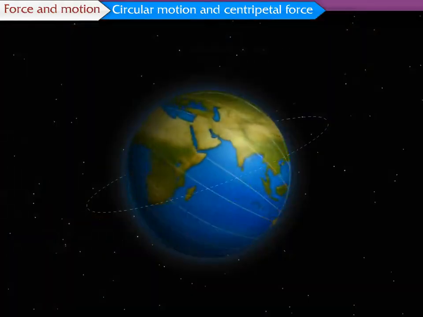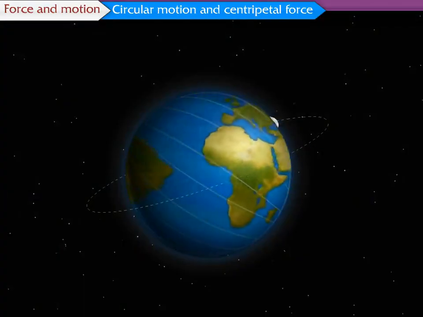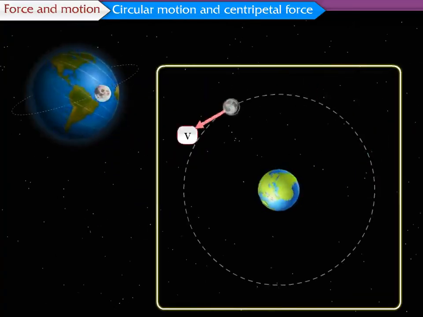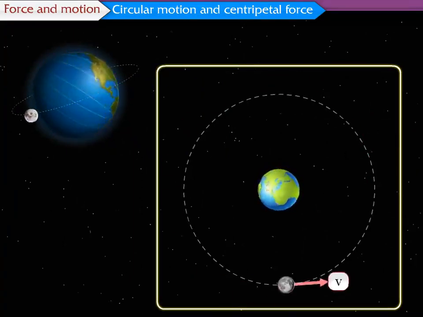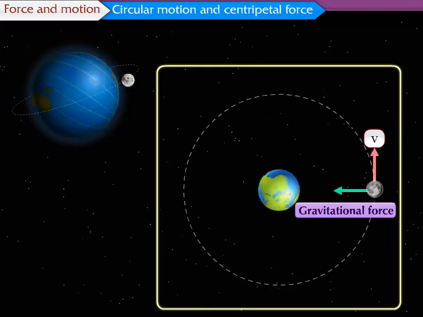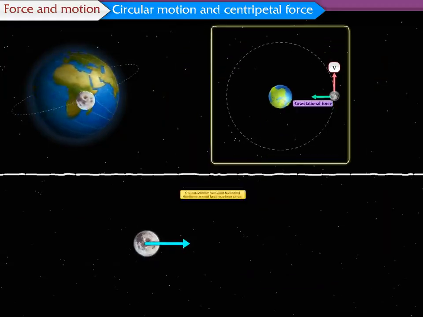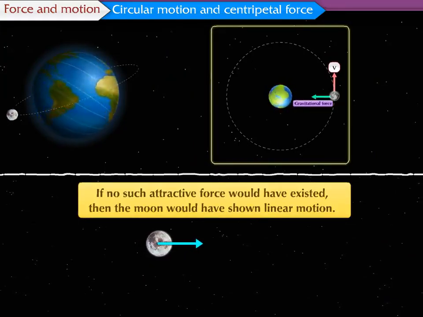We know that the natural satellite of the Earth, the Moon, goes round it in a definite orbit. During this motion, the direction of the motion of the Moon constantly changes, and so its velocity constantly changes. A force is constantly exerted on the Moon to make it revolve in a specific orbit around the Earth. The Earth directs this force towards its center. If no such attractive force would have existed, then the Moon would have shown linear motion.